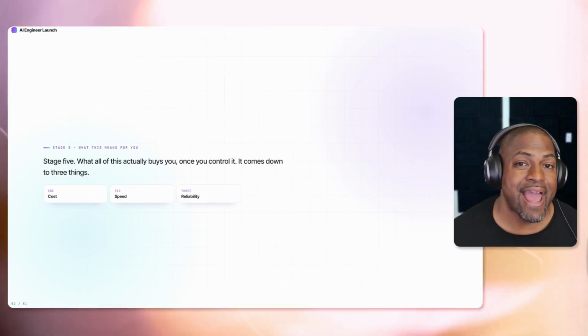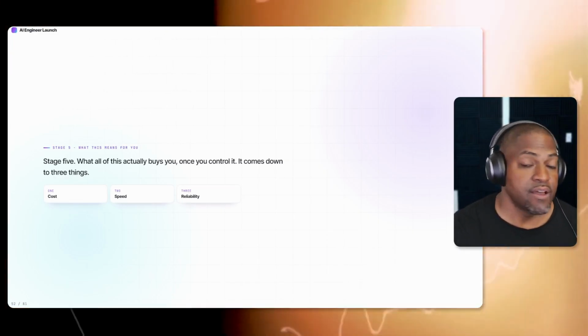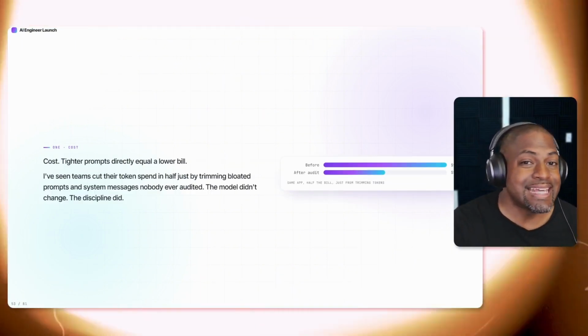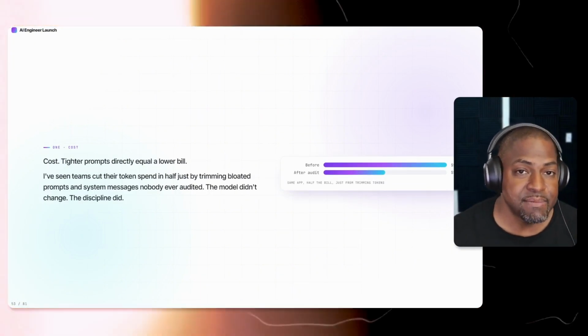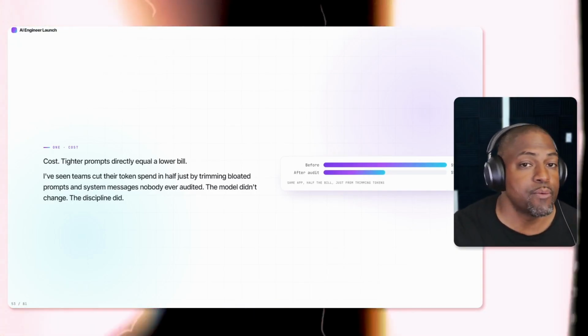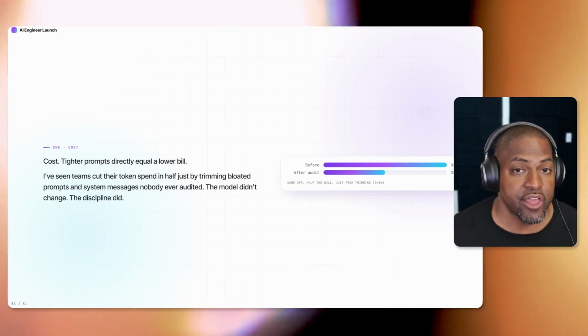Page 5. What controlling the token layer actually buys. It comes down to three things: one, cost; two, speed; three, reliability. Tighter prompts directly equal a lower bill. I've seen teams cut their token spend in half just by trimming bloated prompts and system messages nobody ever audited. The model didn't change. The discipline did.